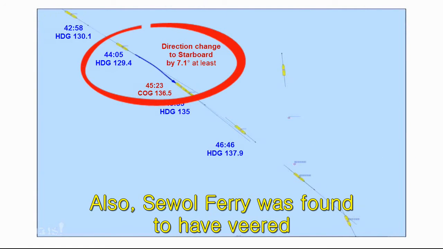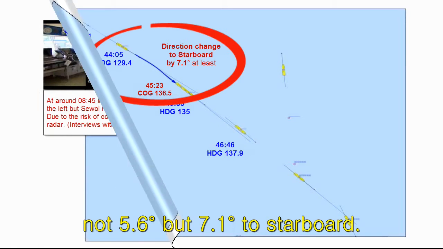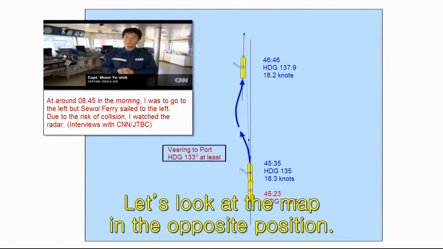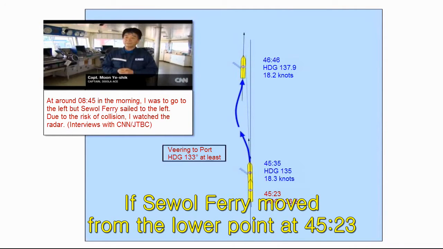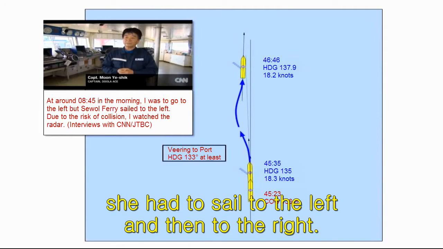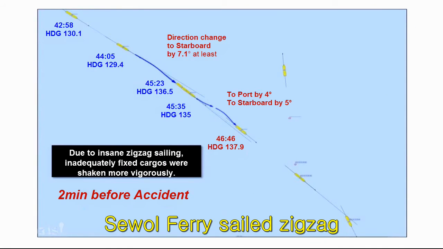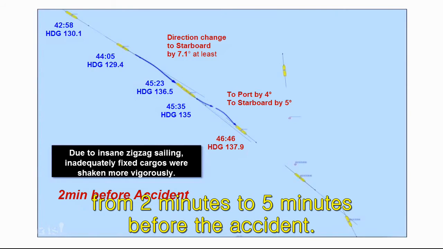Also, Sewol Ferry was found to have veered not 5.6 degrees but 7.1 degrees to starboard. Let's look at the map in the opposite position. If Sewol Ferry moved from the lower point at 45:23 to the upper point in such direction, she had to sail to the left and then to the right. That is to say, Sewol Ferry sailed zigzag from 2 minutes to 5 minutes before the accident.